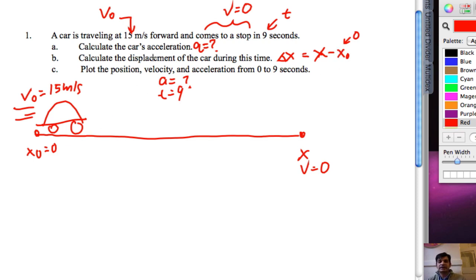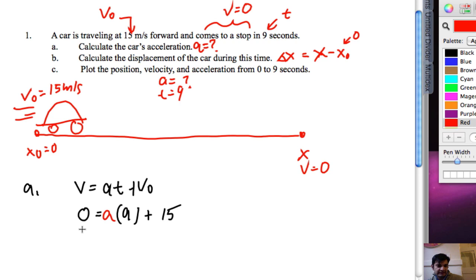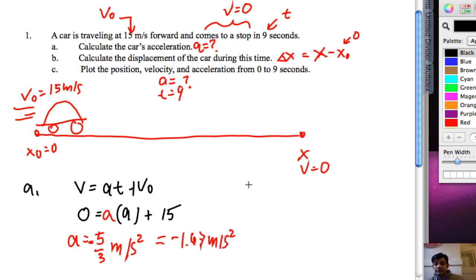So whenever they want me to calculate acceleration, my one thought is, can I get away with using the first formula that they give me? So here's A. I want to see if I can get away with using this formula. So we have 0 equals A times 9 plus 15. And so when we do that, that ends up being acceleration is 5/3 meters per second squared. Or if you prefer, negative 5/3 meter per second squared. If you prefer, negative 1.67 meters per second squared. Either one's fine.